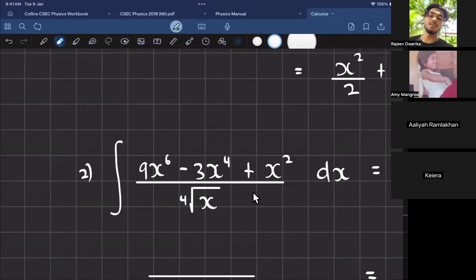All right, let me see what you have here. So you have 9x to the power 6 over x to the power a quarter. So you minus a quarter from power 6, right? So that'll be 23 over 4, 15 over 4, 7 over 4. You going good? Yeah, now you could actually integrate. Go ahead.